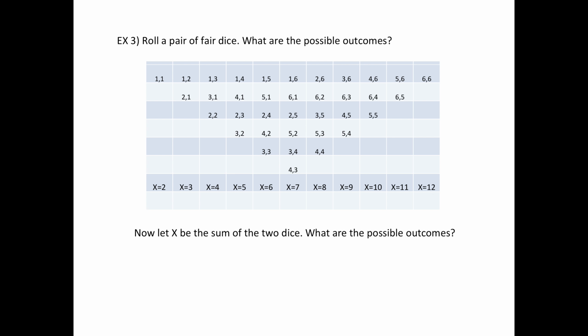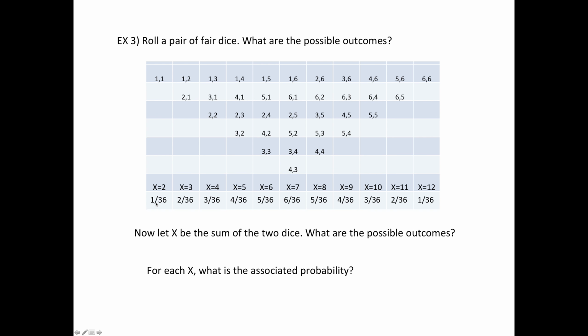Next, what are the probabilities? Well, since there's 36 possible in total, all of these are going to be out of 36. So this is only one possibility out of 36. The next one, 2 possibilities out of 36. And then 3, 4. Right here, there's 1, 2, 3, 4, 5, 6 possibilities out of 36. And then it counts back down until the only way you can get a 12 is with a 6 and a 6.